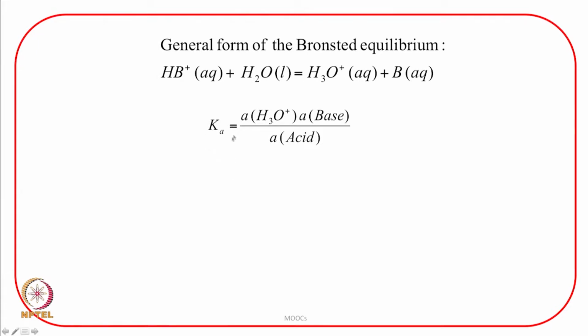Ka is the acidity constant. Depending upon the type of acid, the value of Ka is going to be different. Whether we are talking about NH4+ or HF or HIO3, the value of Ka is going to be different. Let us take a look at the slide.